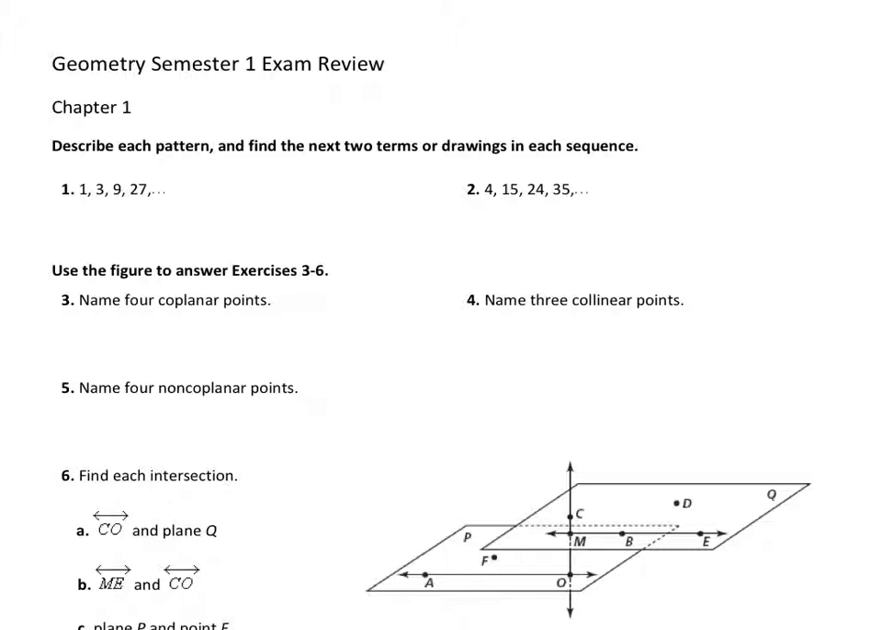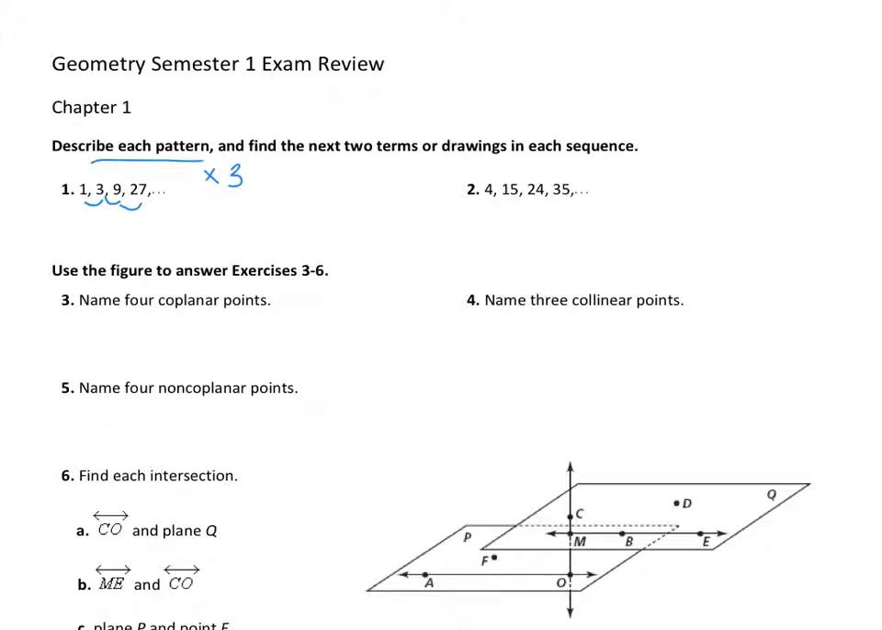So, if I go from 1 to 3, I'm adding 2. 3 to 9, I'm adding 6. 9 to 27, I'm adding 18. So, I'm not adding the same number. So, now check multiplying. It looks like you're multiplying by 3 to get the next number. So that's what it means when describing each pattern.